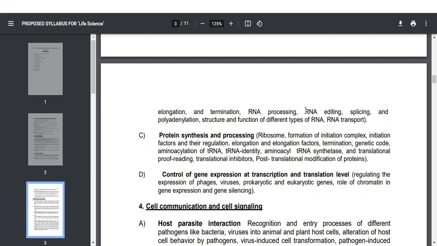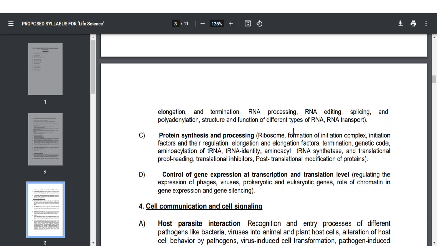So for unit number 3, refer to James D. Watson's book alone. That is easier. Don't go for other textbooks like Lewin's Genes and all. It's really confusing. Okay.